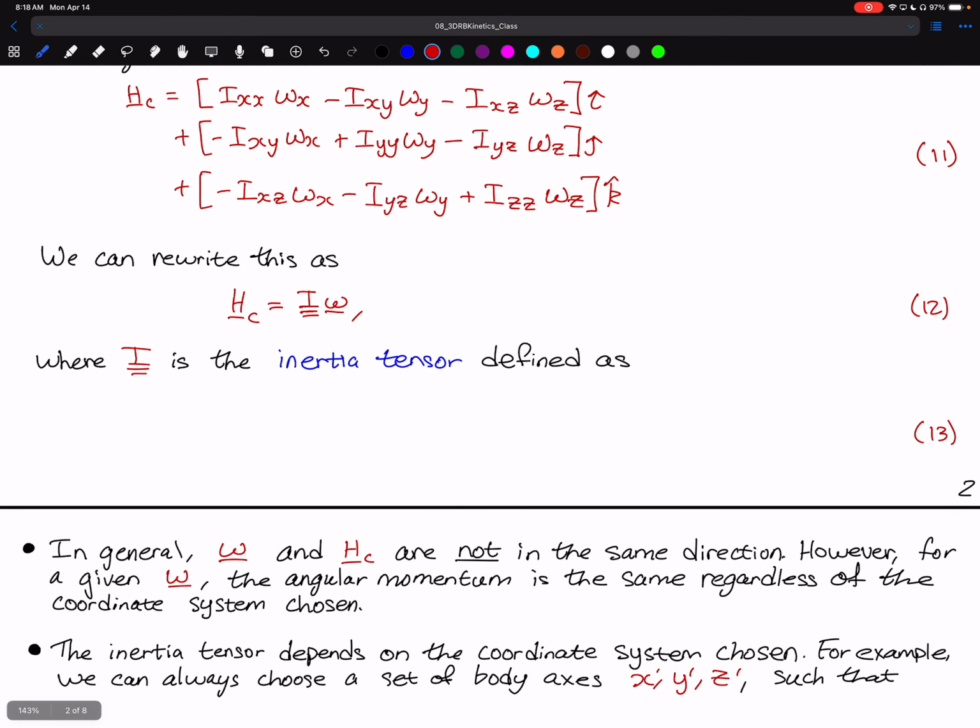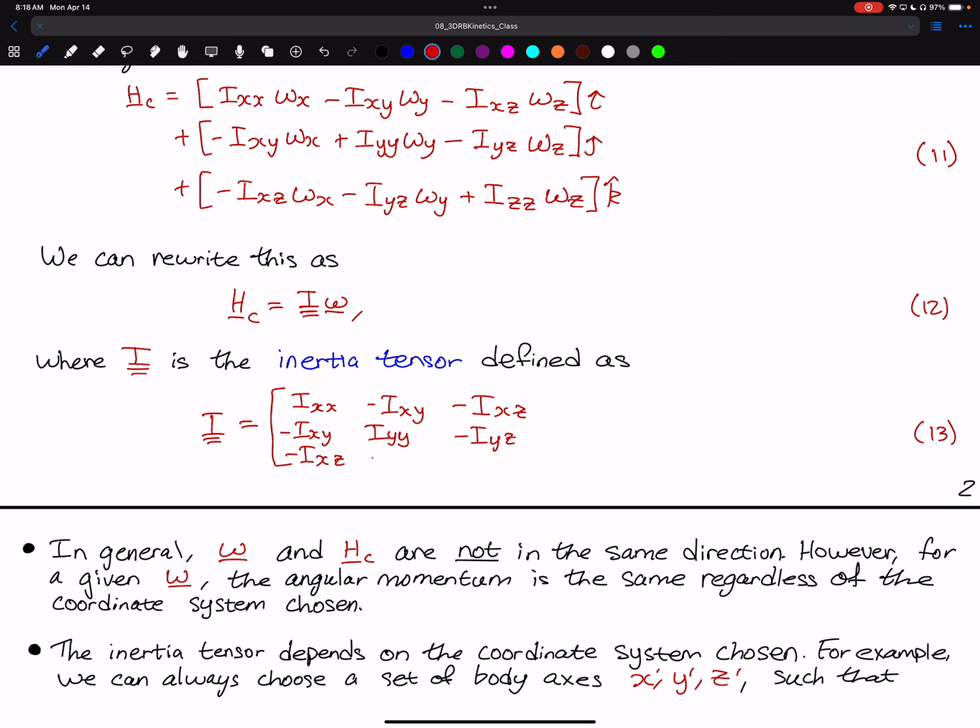And our inertia tensor here is then defined as being equal to, we're going to represent it as a matrix, I sub xx, minus I xy, minus I xz, minus I xy, I yy, then minus I yz, and then lastly we'll have minus I xz, minus I yz, and then I zz.